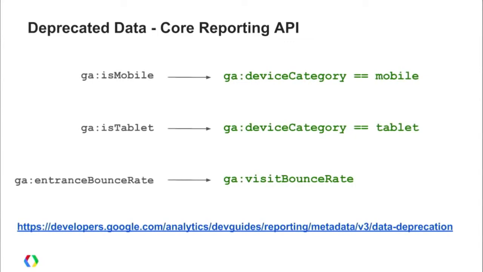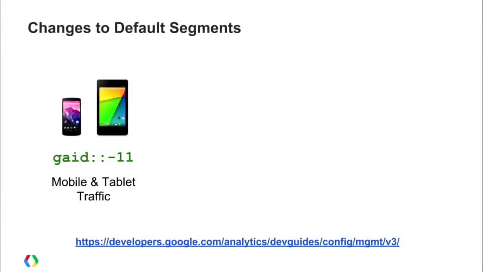With this change, this has also affected something in the management API. We have default segments in the management API. You're probably familiar with this. There's always a list of default segments that we provide, and one of them was mobile traffic, and then there was one like tablet traffic. But that mobile actually included tablet, so it was a little bit confusing for some people in terms of what they were getting. So we've cleaned this up and changed these around just a little bit.